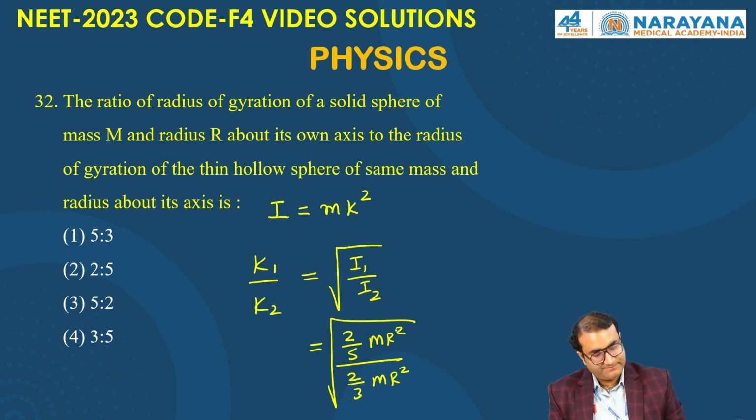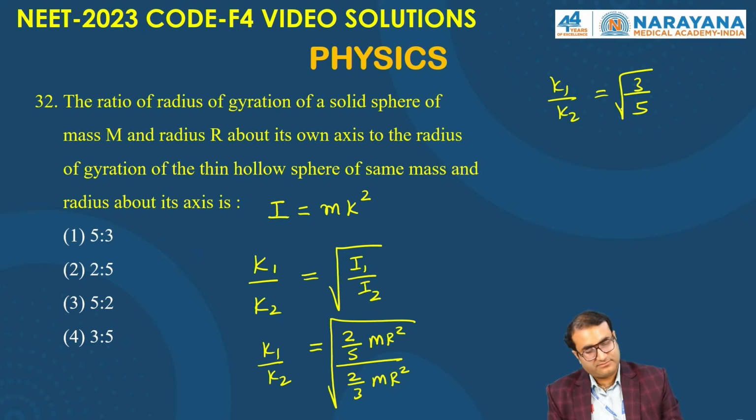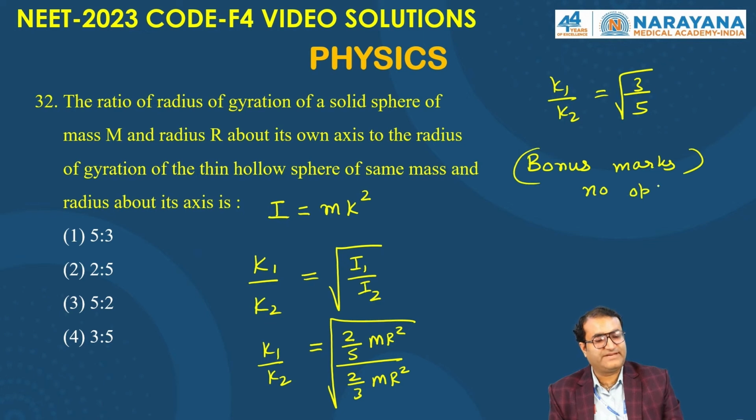So it will be k1 by k2 is under root of 3 by 5. So now option is there. So I'll go with the bonus marks here. No option is matching.